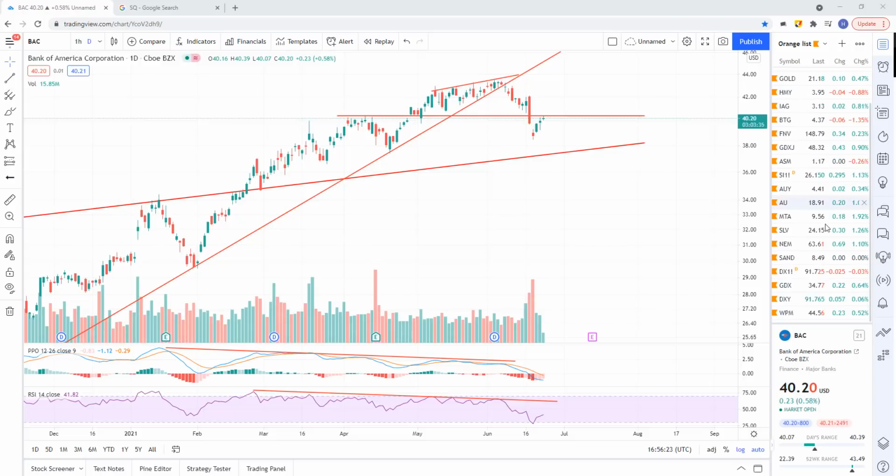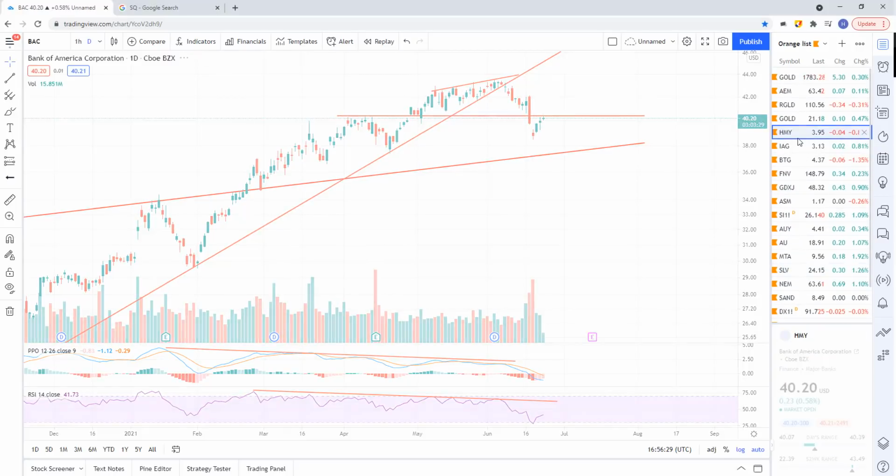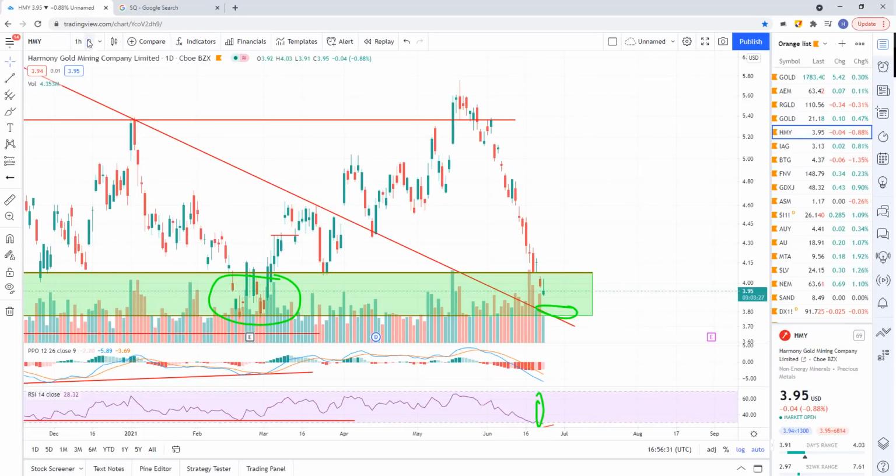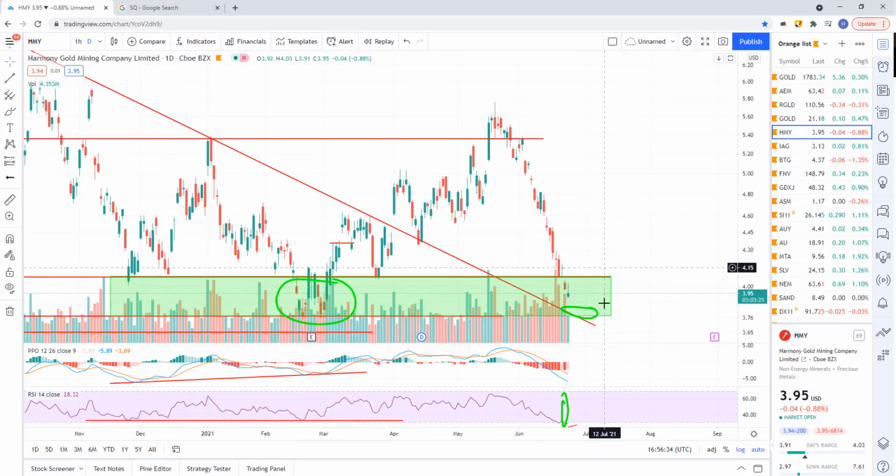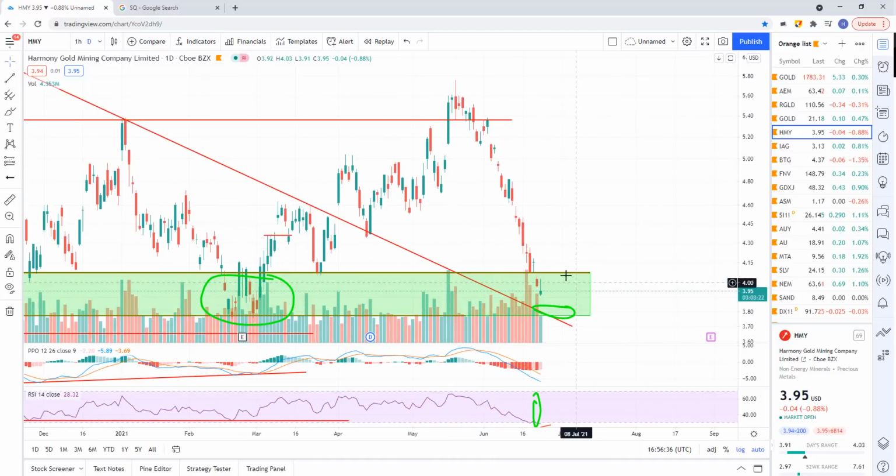I'm just kind of scanning them. Some of them are starting to show signs that they're going to firm up and hold. Like here's HMY, Harmony. It's coming down to this buy zone, it's basically in the buy zone, but could come all the way down to about 379, 380. I think that's the good area to potentially buy this thing.